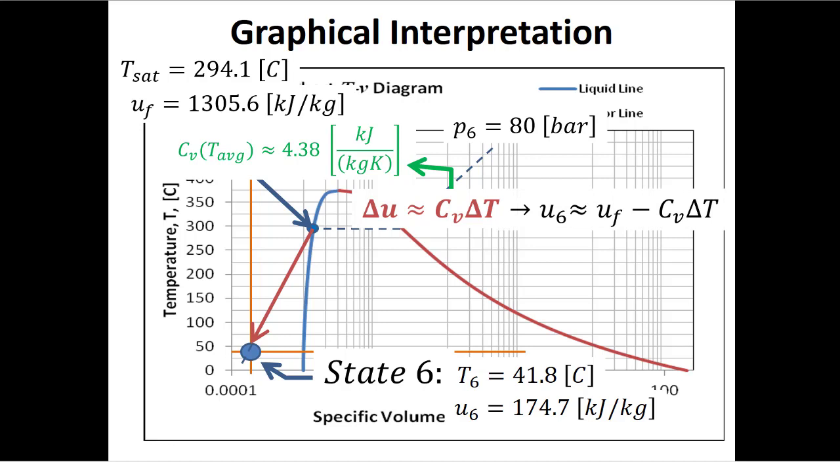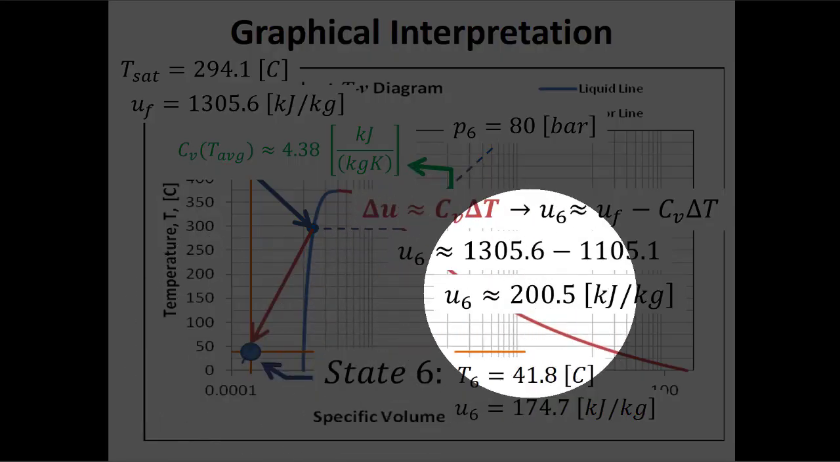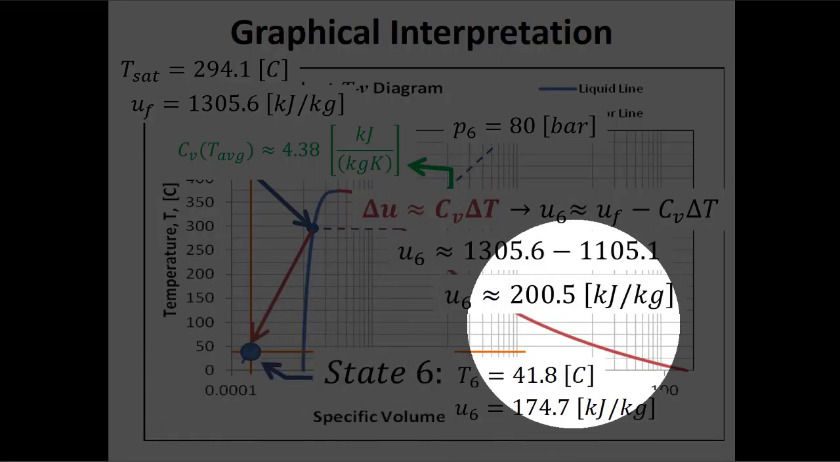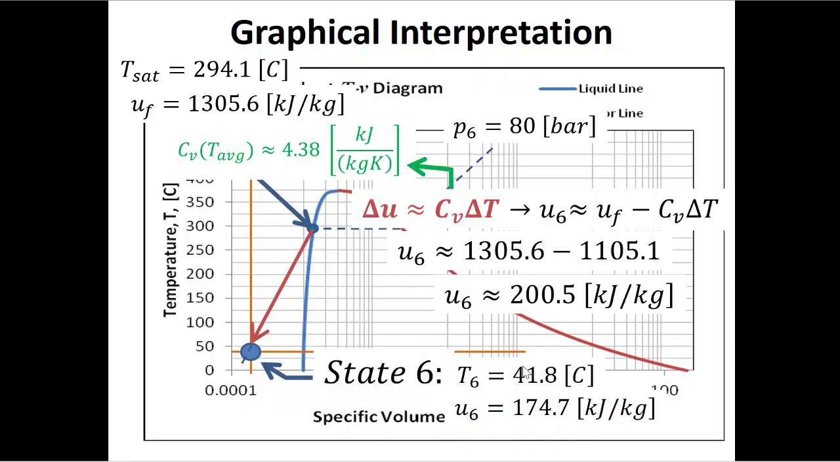I can isolate for U6, and if I do the math here, then I found that my approximation for U6 was 200.5 kilojoules per kilogram. Now, I can see that there is some uncertainty here, but at least I got an answer. So we're not right, but we're in the ballpark.